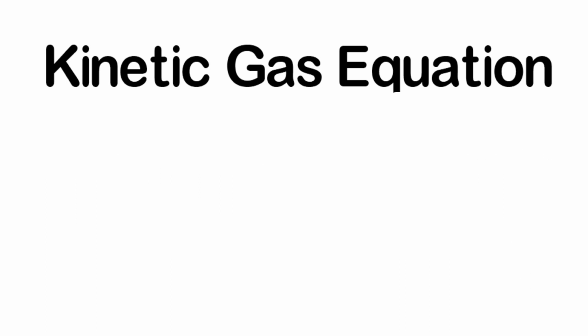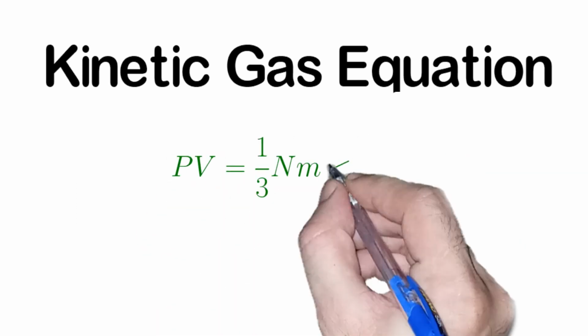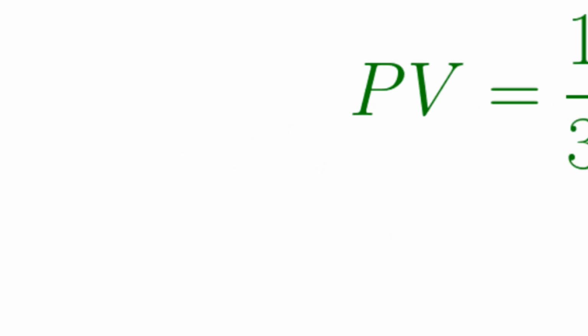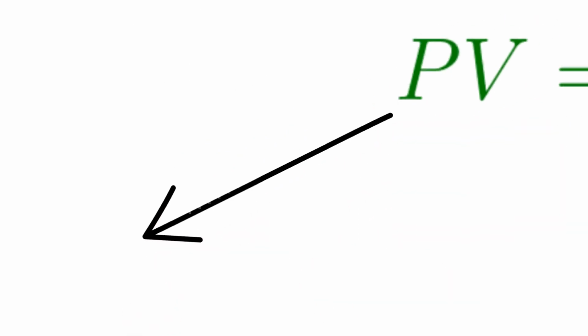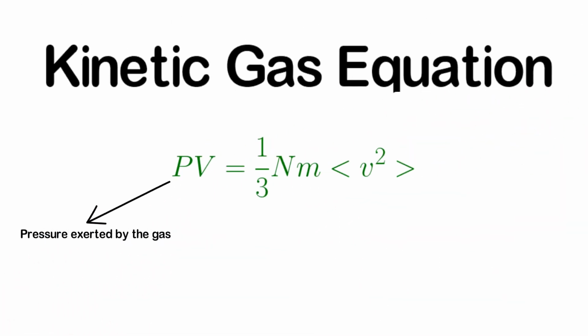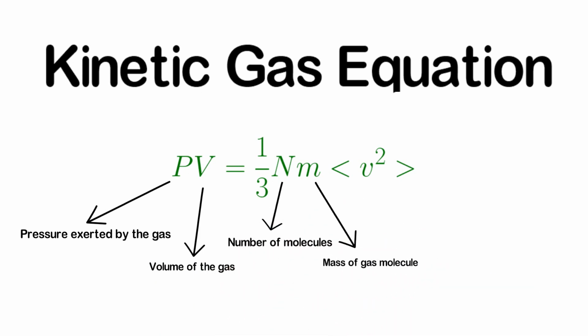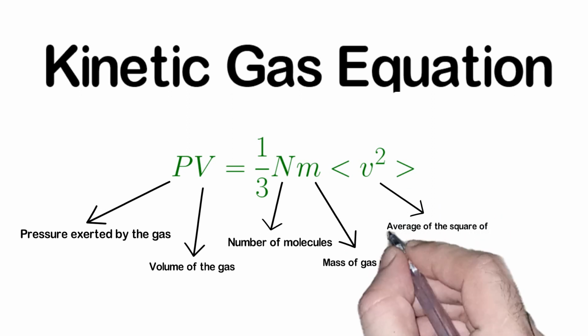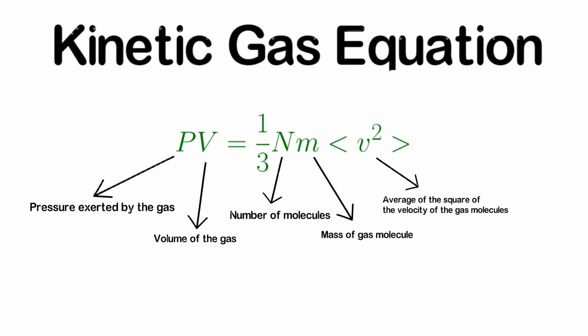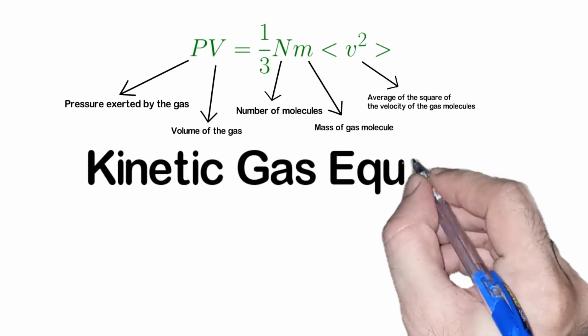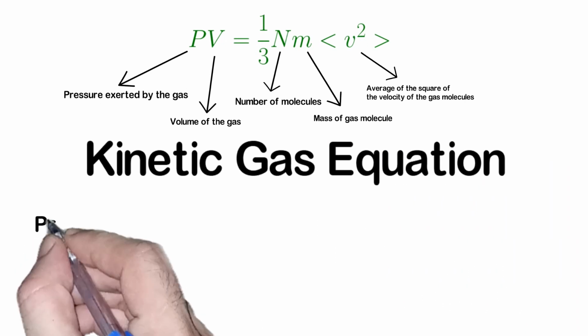The kinetic gas equation is PV = 1/3 N m v², where P is the pressure exerted by the gas, V is the volume of the gas, N is the number of gas molecules, m is the mass of one gas molecule, and v² is the average of the square of the velocity of the gas molecules. Now let's explain each of these terms.